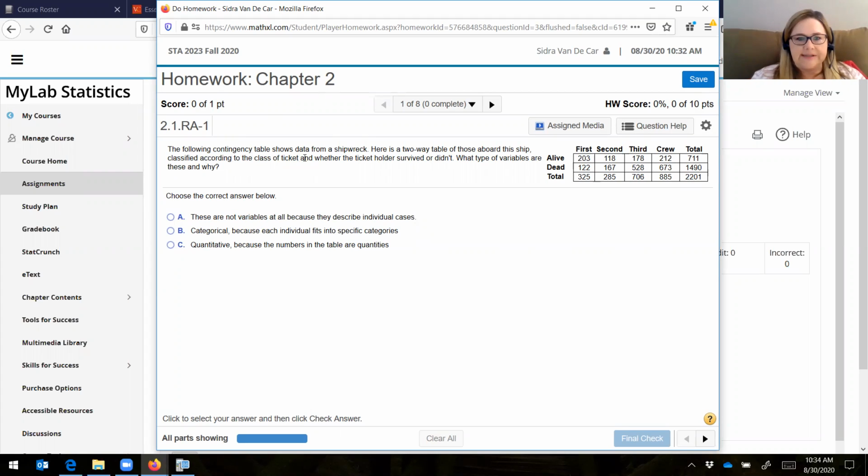The following contingency table shows data from a shipwreck. Here is a two-way table of those aboard the ship, classified according to the class of ticket and whether the ticket holder survived or didn't. What types of variables are these and why? Okay, so somebody's either alive or dead. That's not a numerical number, right? That is a label, so it's categorical. Whether the passenger was in first, second, third, or crew, again, those are labels, so they're categorical. So both of these are categorical types of data.